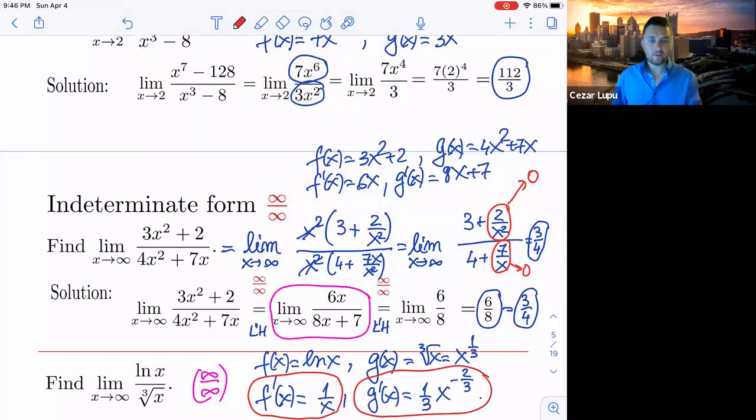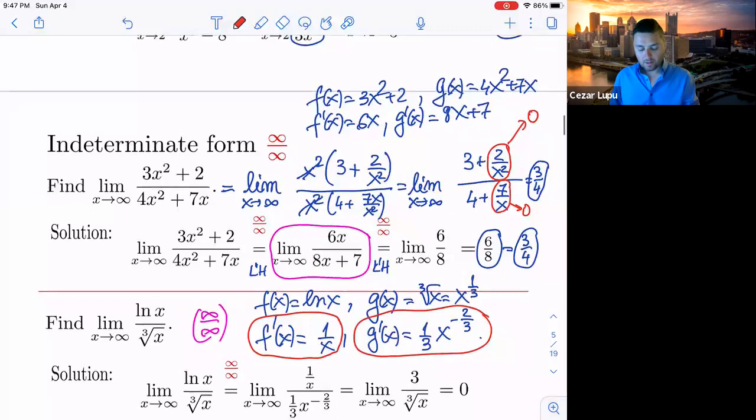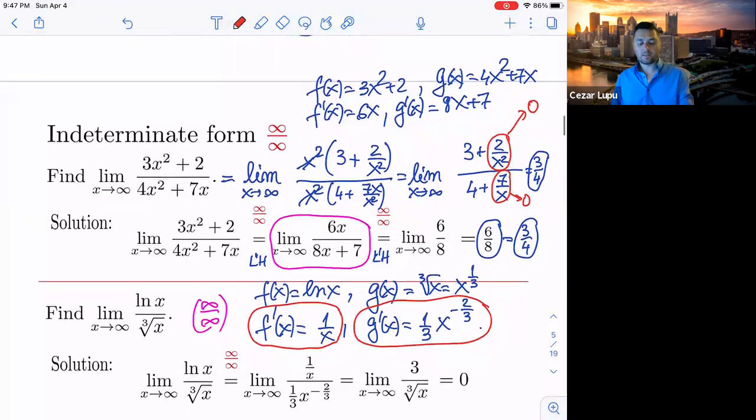So the derivatives of f and g. All right, so let's do it. We apply L'Hopital rule, and you can see that the limit as x approaches infinity of f of x over g of x is nothing else than just the limit as x approaches infinity of f prime of x over g prime of x. Well, as you see, we already computed the derivatives. So we end up with this.